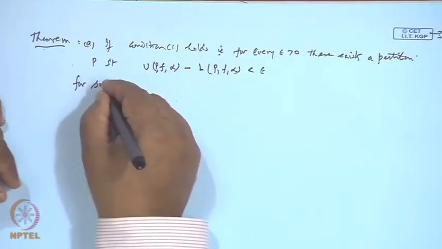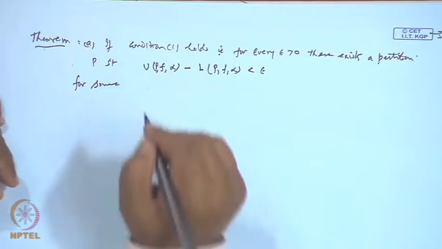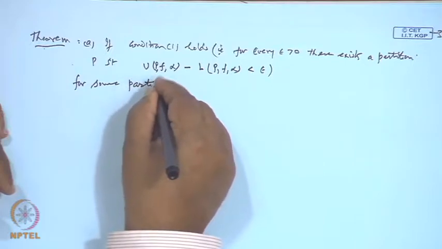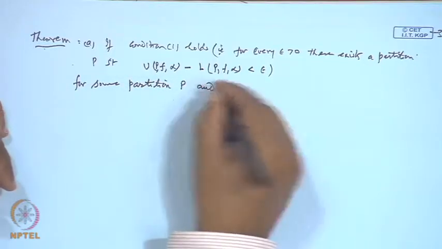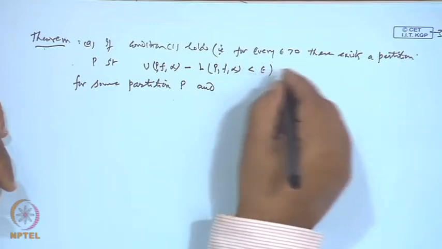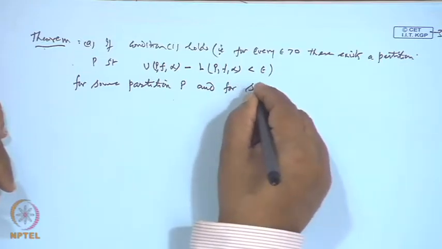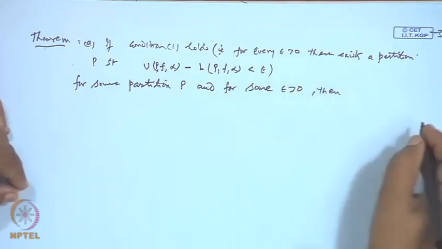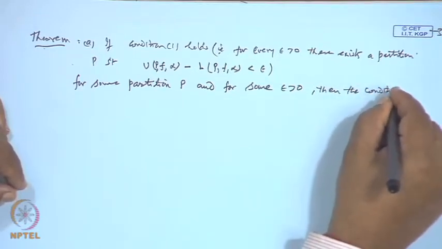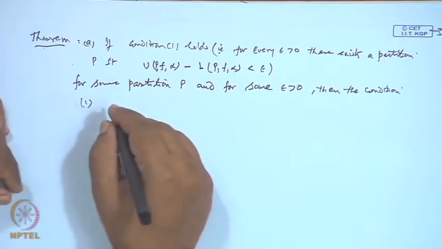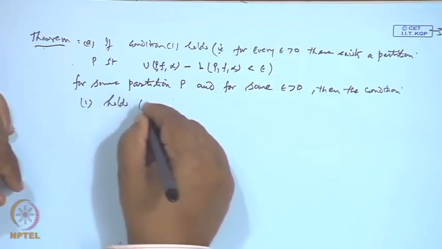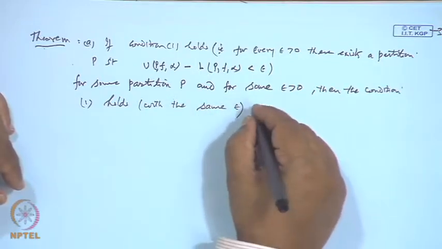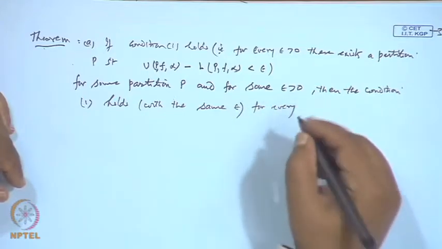So, if this condition holds for some partition P and some epsilon greater than 0, then condition 1 holds with the same epsilon for every refinement of P.